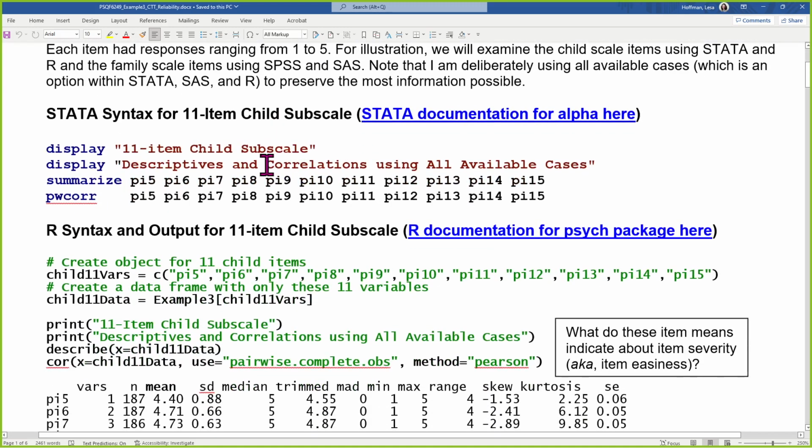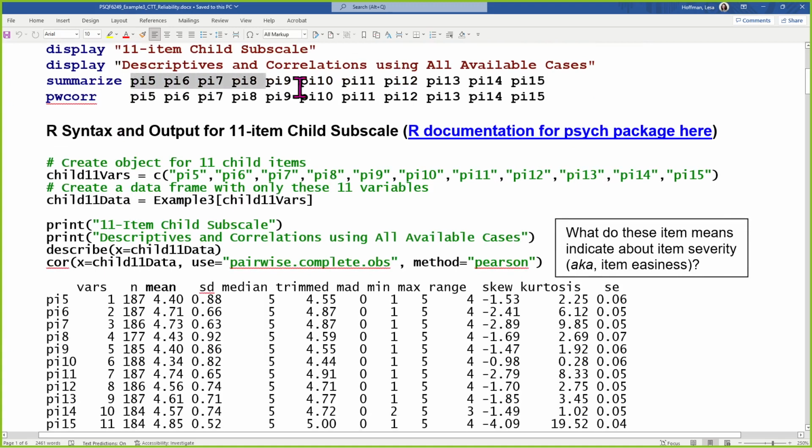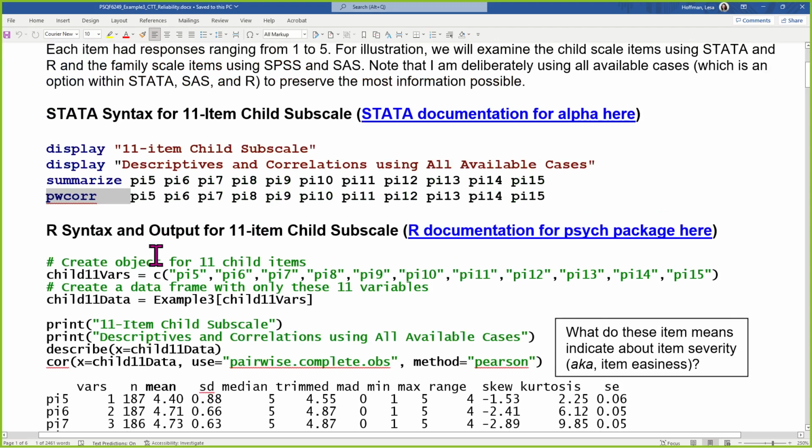But the first step would be just to get descriptive statistics for the items. So I'm starting with Stata and R. So here are the item numbers in the data set. I'm using the summarize function in Stata to get means, variances, and so forth. And I'm using the function in Stata that's pwcorr. So Stata users, there's corr and there's pwcorr. Corr requires complete data. It does listwise deletion, whereas pwcorr does not. And so that's why I'm using this one, because not everybody answered every item.